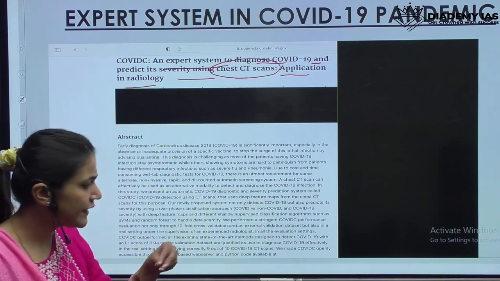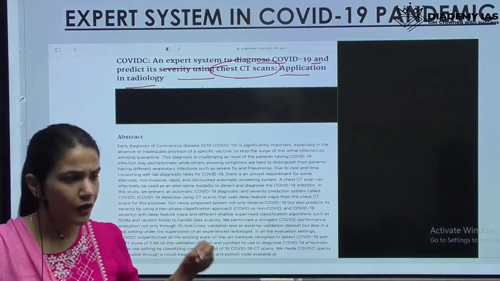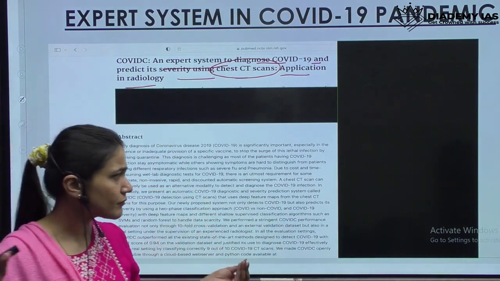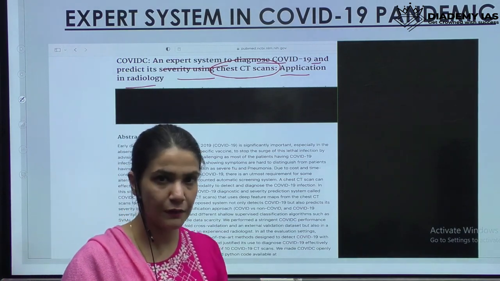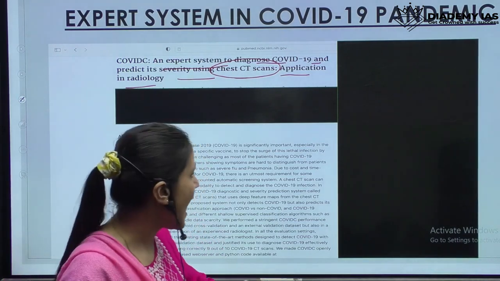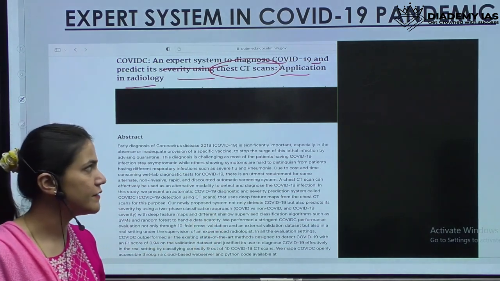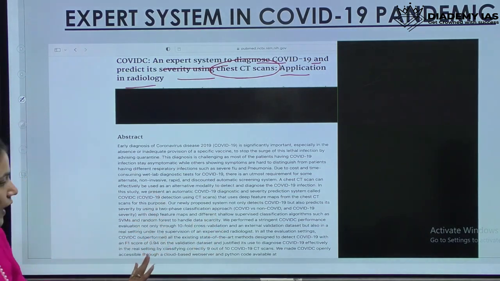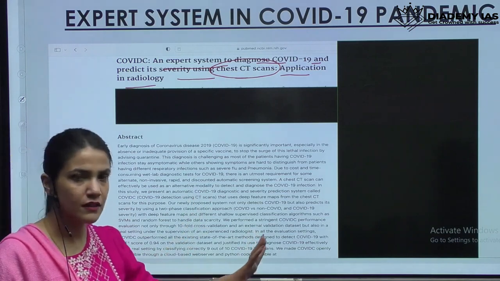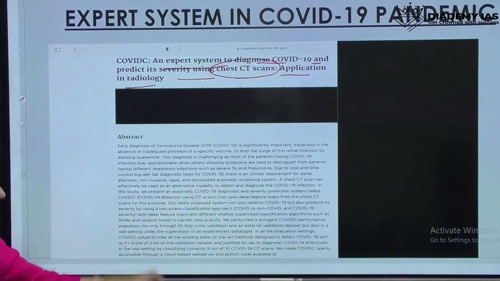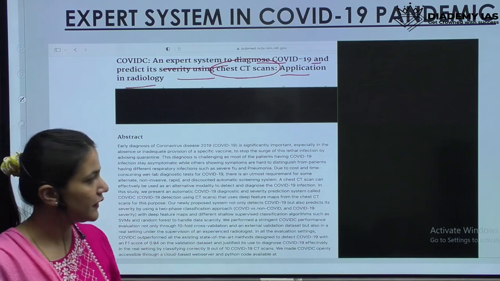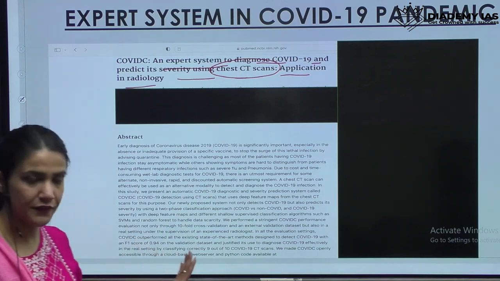So they identified certain traces of certain viruses in the chest of the particular person who was infected. And in those considerations, this particular expert system was very much useful. So you can read that article and you can frame your answer. I'll check your answer depending upon the way you have presented it, and then we can work upon that, right? Please read this article for sure.